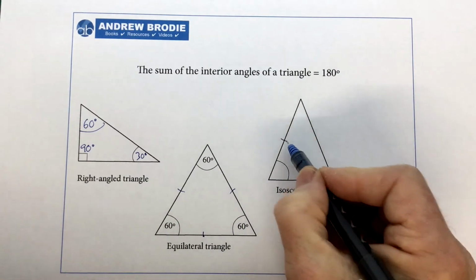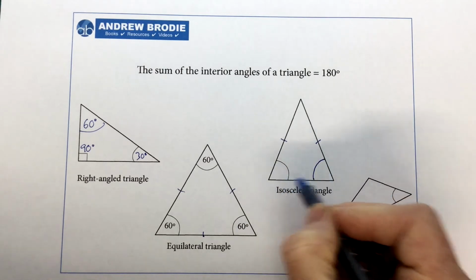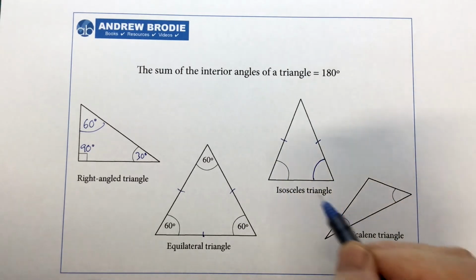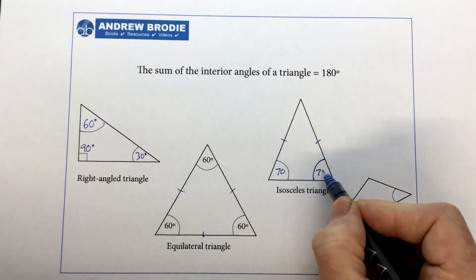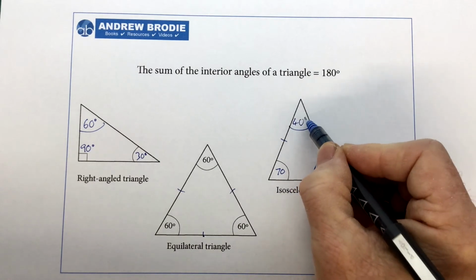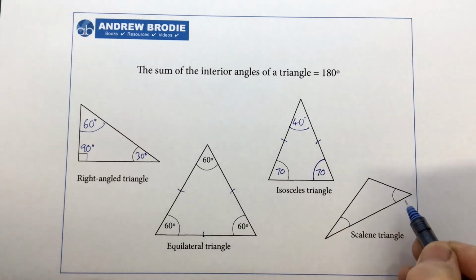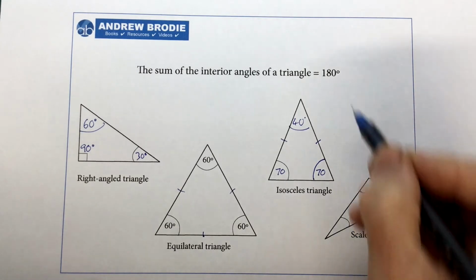An isosceles triangle has 2 equal sides, and that means that the angles at the bottom are equal. So that one and that one are the same. So for example, if that was 70, then that one would have to be 70. 70 add 70 is 140. That would be 40. A scalene triangle, all 3 sides are different, all 3 angles are different, but all 3 add up to 180 degrees.